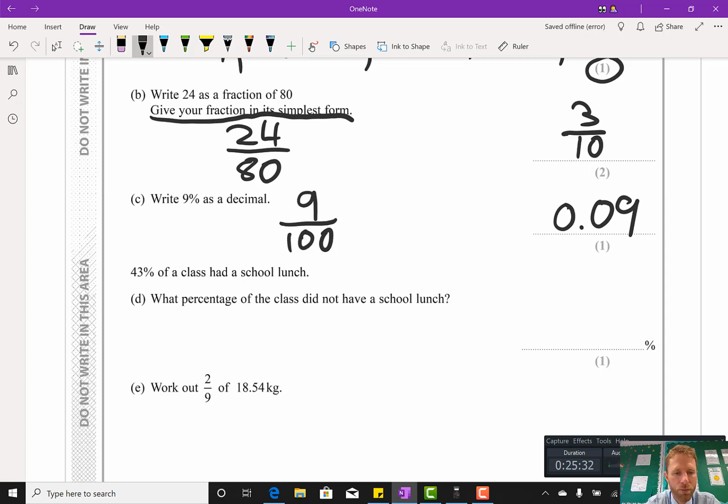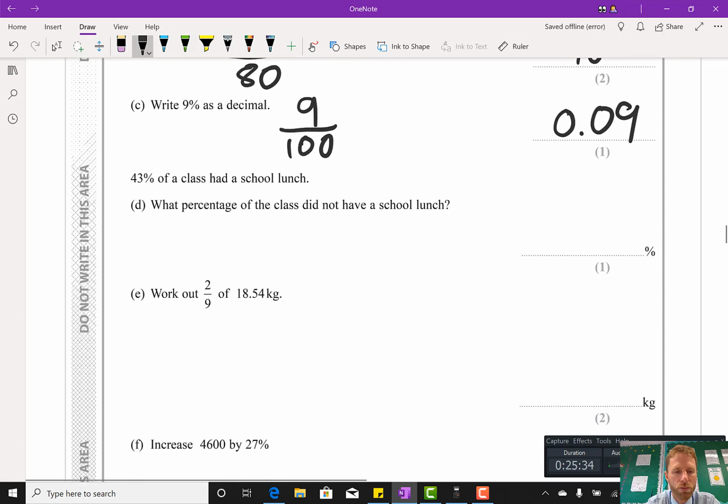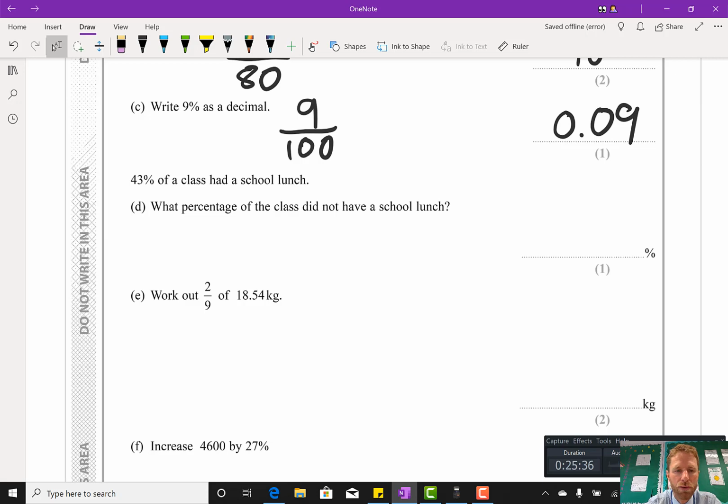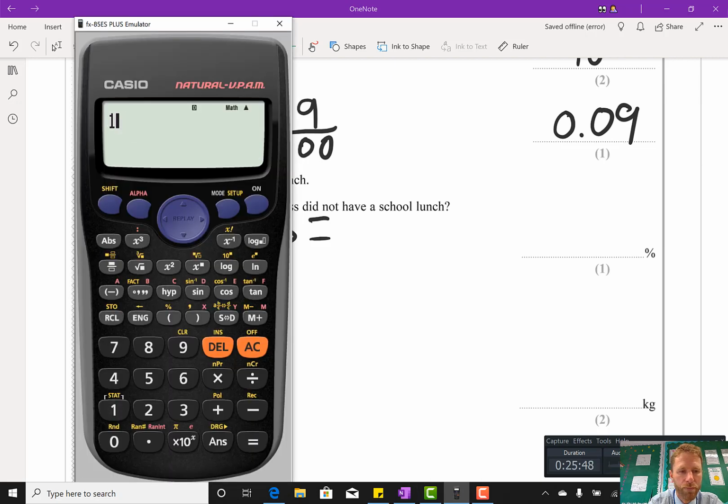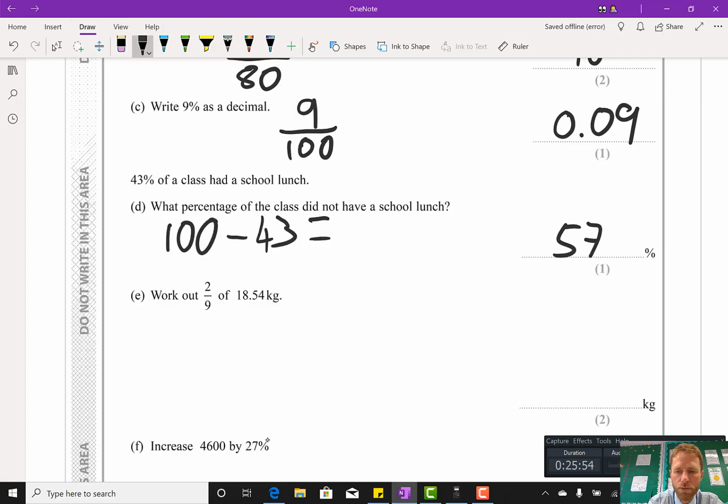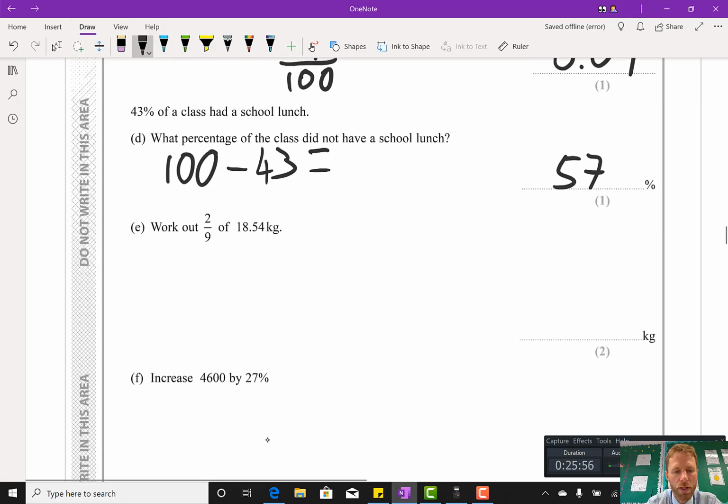43% of a class has a school lunch. What percentage of the class did not have a school lunch? Well, 100% is all of something, and we have removed 43%, which is going to leave us with 57%.